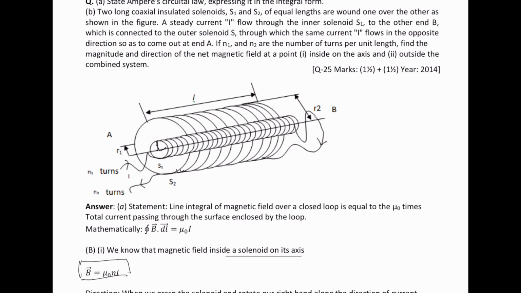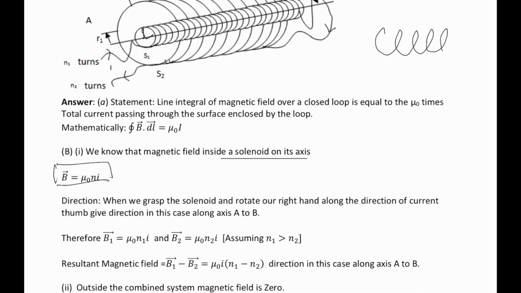So straightforward, we can write this is the magnetic field, and the direction is what? If you grasp the solenoid along the direction of current, suppose this is the current flowing, then the thumb gives the direction of the magnetic field produced. If current is flowing like this, rotate your right hand along the direction of current across the solenoid, and the thumb gives the direction, which is along the axis. So this will be the direction of the magnetic field.